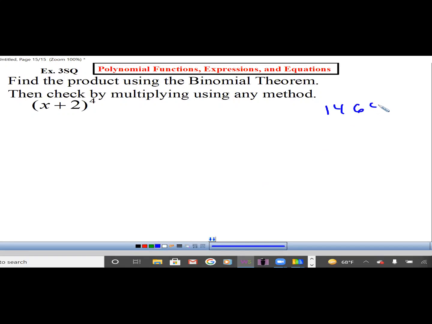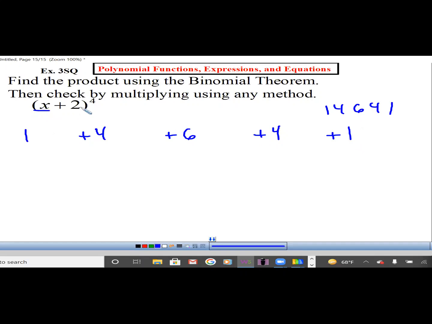1, 4, 6, 4, 1. Hands if you got that. Yes, that's row 4. So my coefficients are 1, leave a space, plus 4, leave a space, plus 6, leave a space, plus 4, leave a space, plus 1.